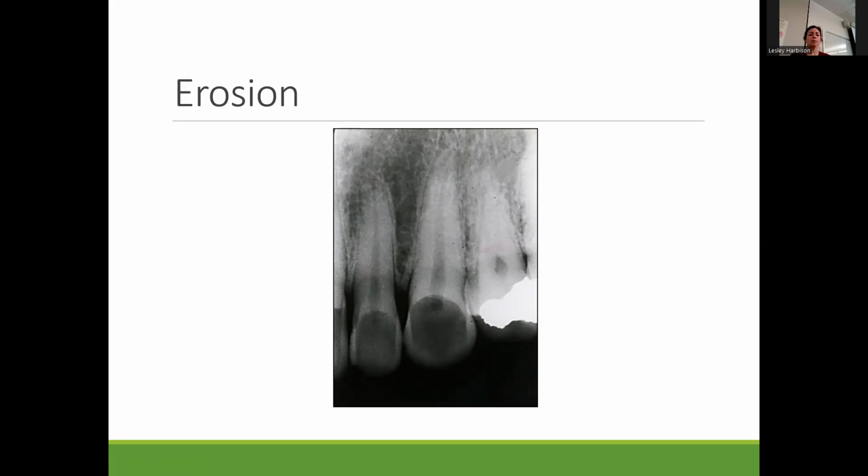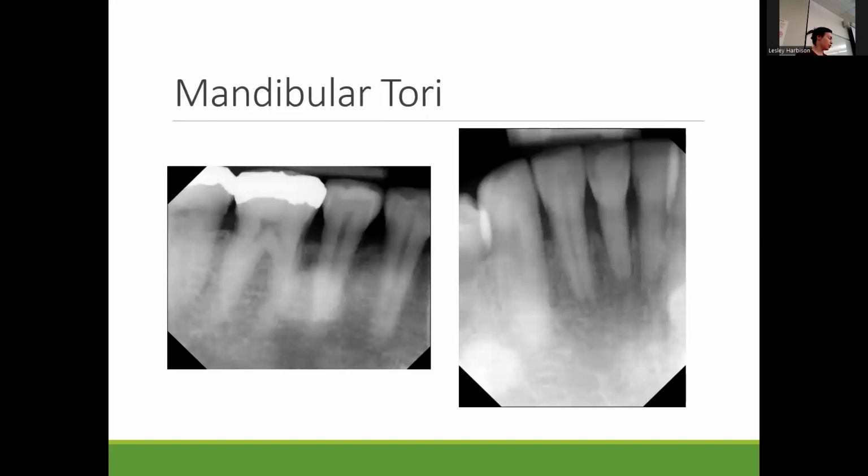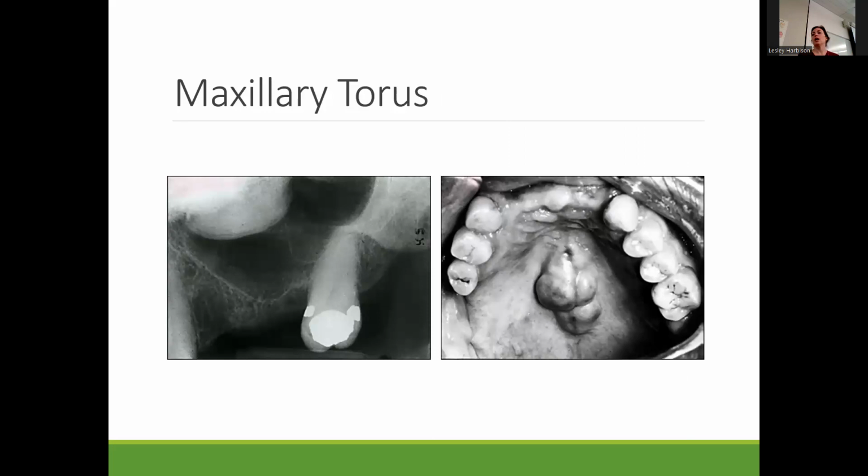So here's another erosion picture. And then very quickly, non-tooth related, mandibular tori. It's the excess bone down there on the bottom, and on the top it's torus. You'll see that people have different sizes. They can have exostosis on the outside. They can have all three or one, and some people don't notice it. Then all of a sudden they notice it and they're like, oh my goodness, I'm growing cancer in my mouth. And no, it's just bone. So it's quite common. Here's a picture of some bulbous torus on the palate.